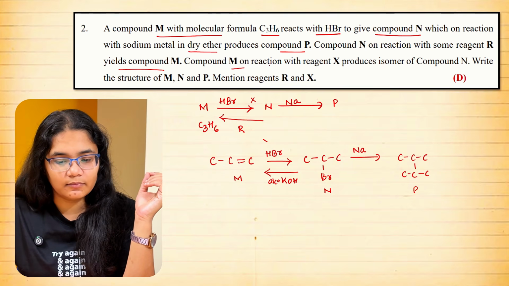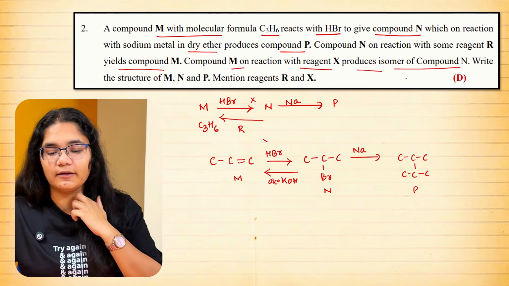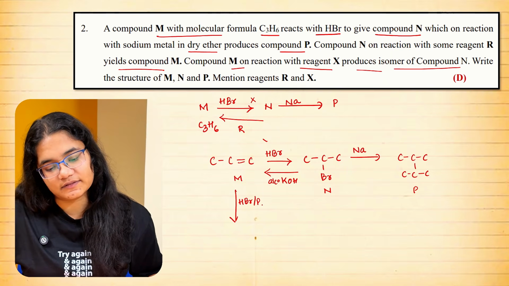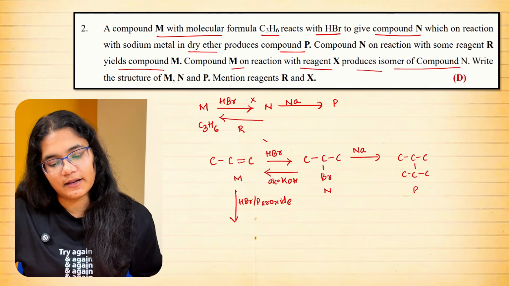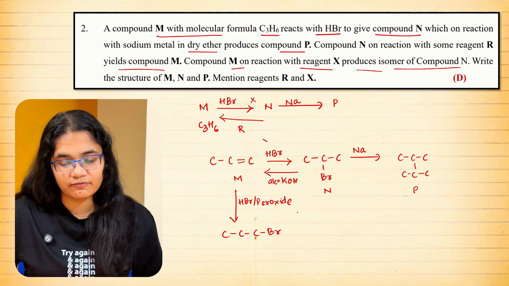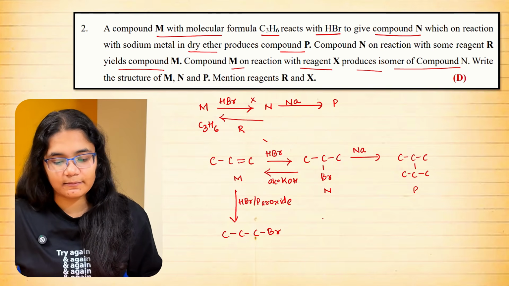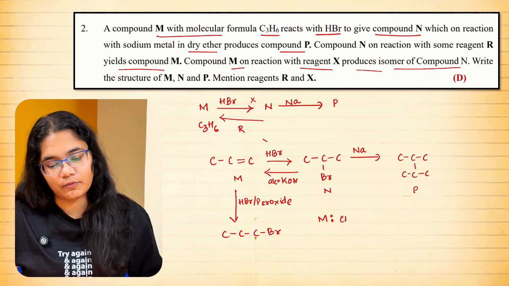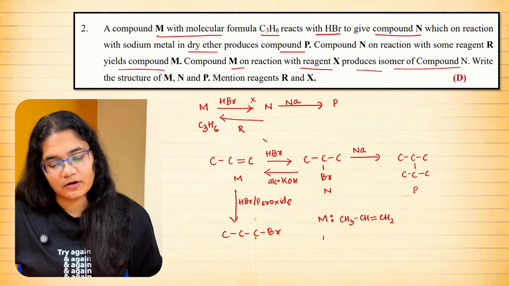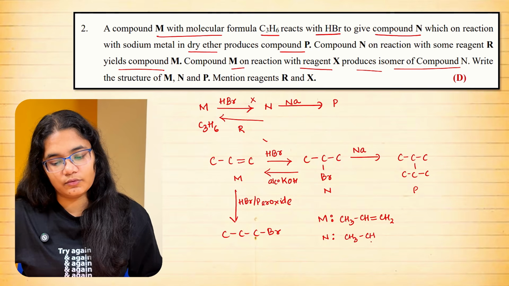Now compound M on reaction with X produces an isomer of compound N. So if you treat this M with HBr and peroxide, what will I get? I'll get 1-bromopropane, which is an isomer of N. So write the structures of M, N, P, R and X. What is M here? M is your propene, CH3, CH, double bond, CH2. Now what is N here? N is, sorry, I can write 2-bromopropane.